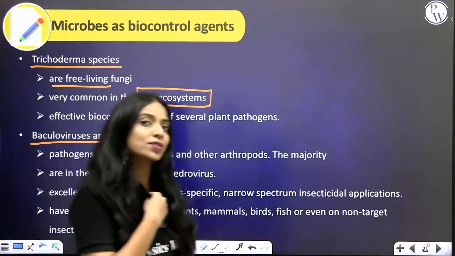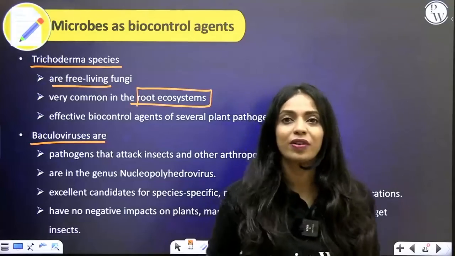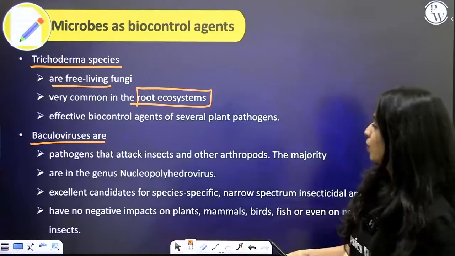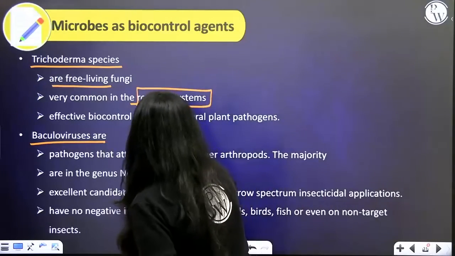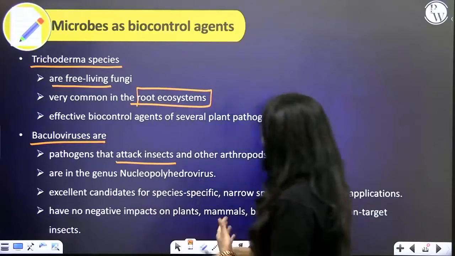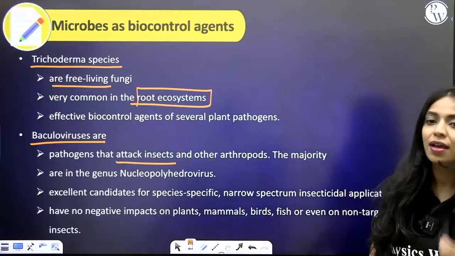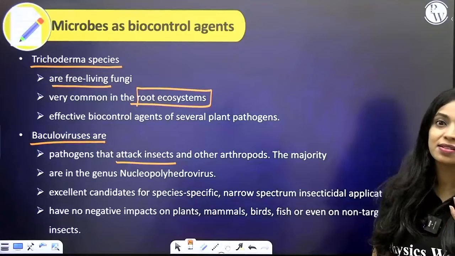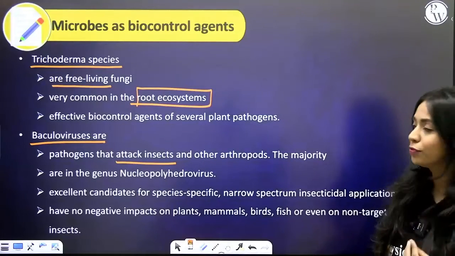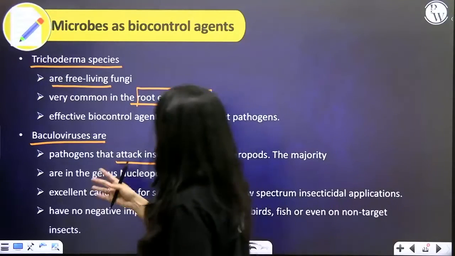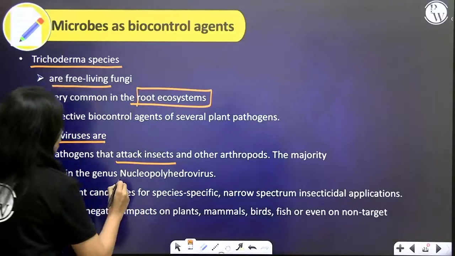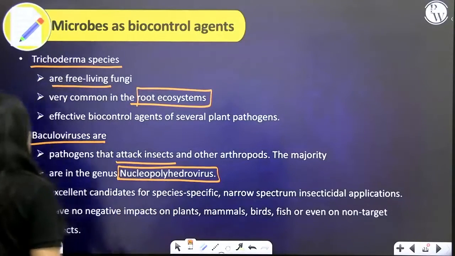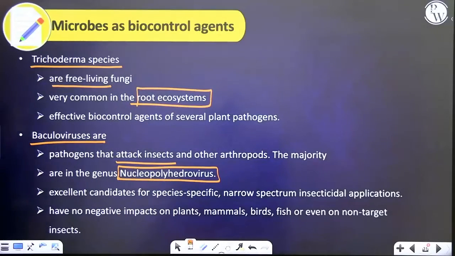Baculoviruses. Who thought viruses could be useful? Baculoviruses are a class of viruses that are used as biocontrol agents. So usually these viruses attack insects and other arthropods. So if there is an insect pest that is a cause of worry in your field, you can make use of these viruses. Usually it is the genus nucleopolyhedrovirus that is used in biocontrol.